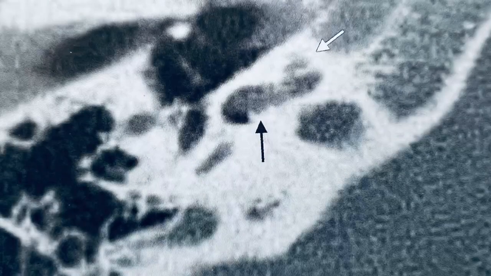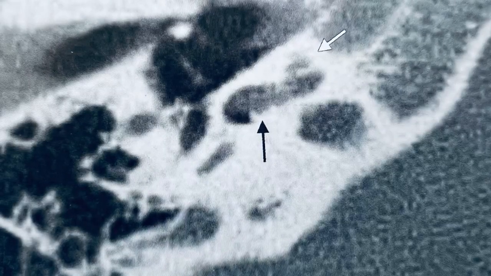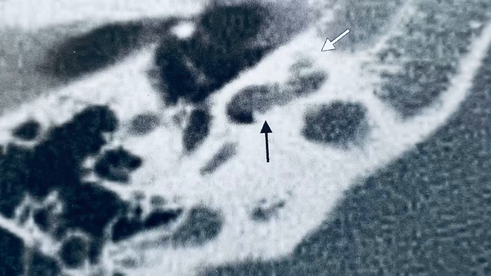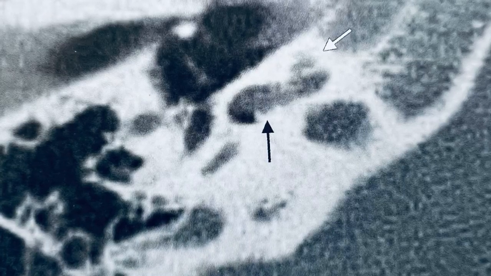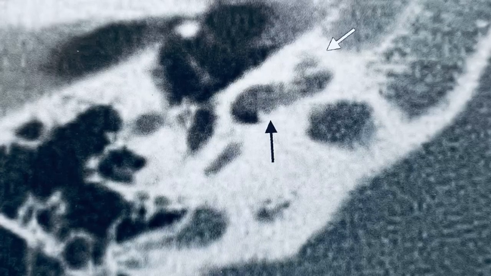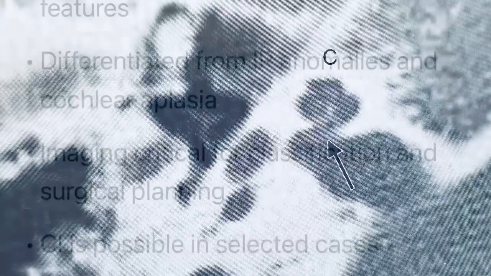In type 4 cochlear hypoplasia, there is a normal basal turn, but the middle and apical turns are hypoplastic. So it's a normal cochlea, but there is a difference in the middle and apical turns, which are hypoplastic.